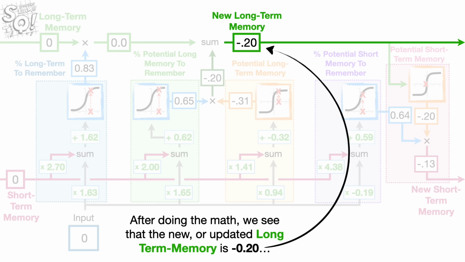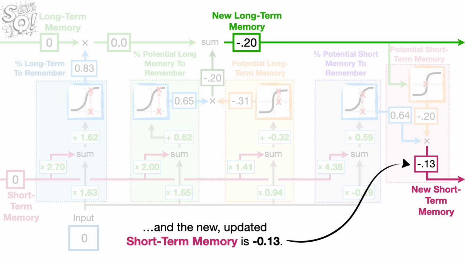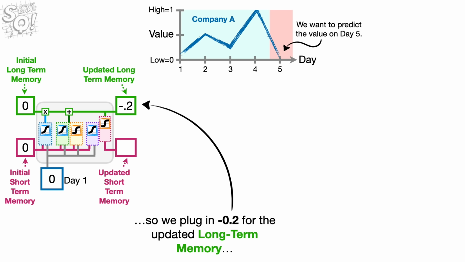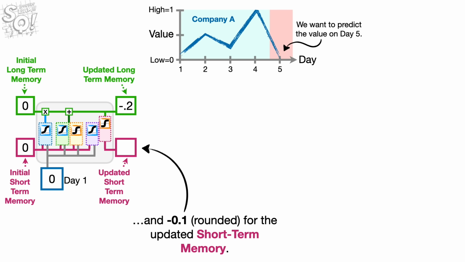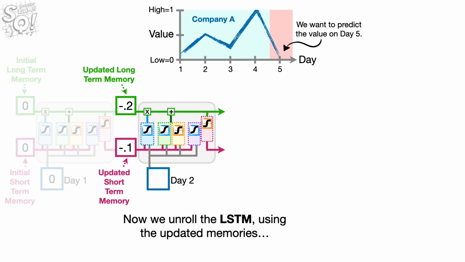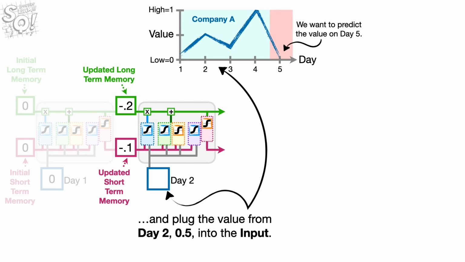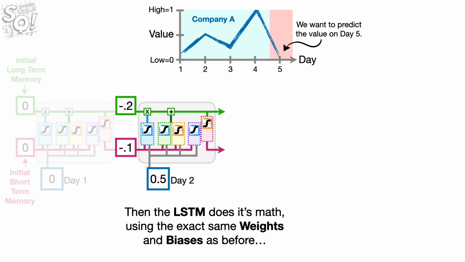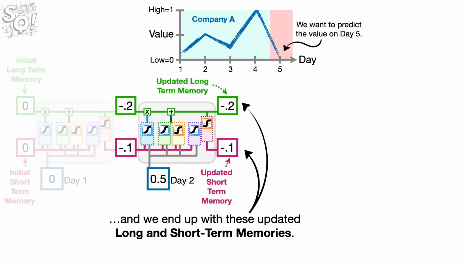And after doing the math, we see that the new or updated long-term memory is negative 0.20. And the new updated short-term memory is negative 0.13. So we plug in negative 0.2 for the updated long-term memory and negative 0.1 for the updated short-term memory. Now we unroll the LSTM using the updated memories and plug the value from day 2, 0.5, into the input. Then the LSTM does its math using the exact same weights and biases as before, and we end up with these updated long and short-term memories.